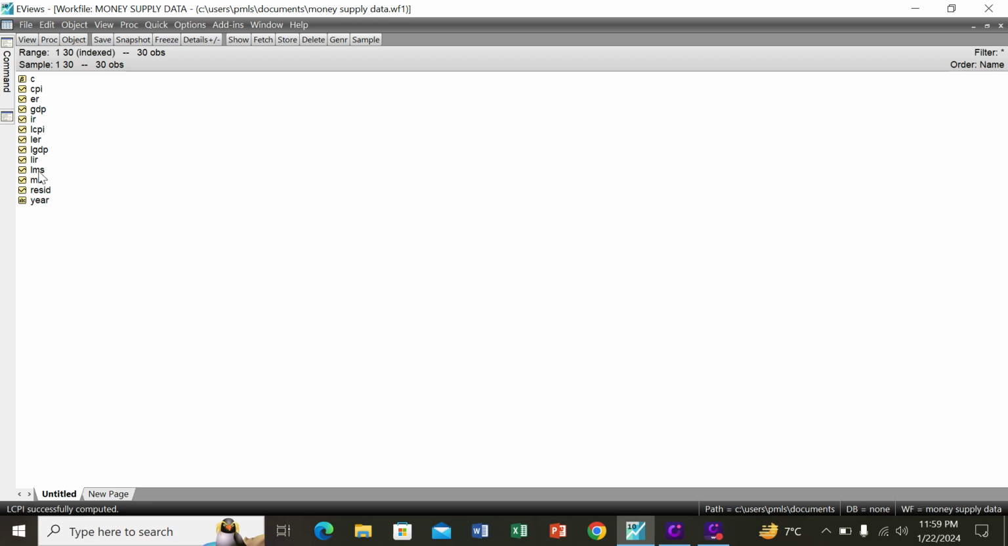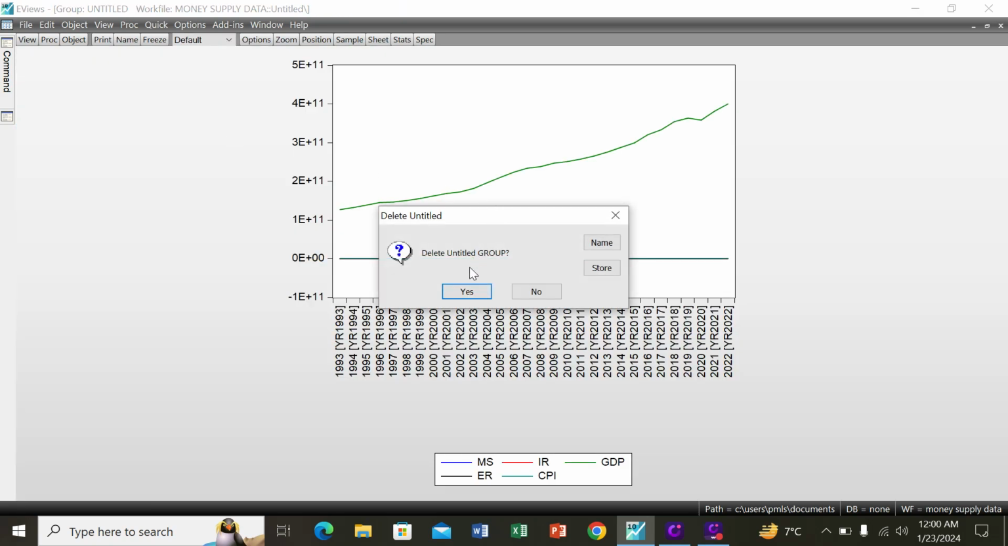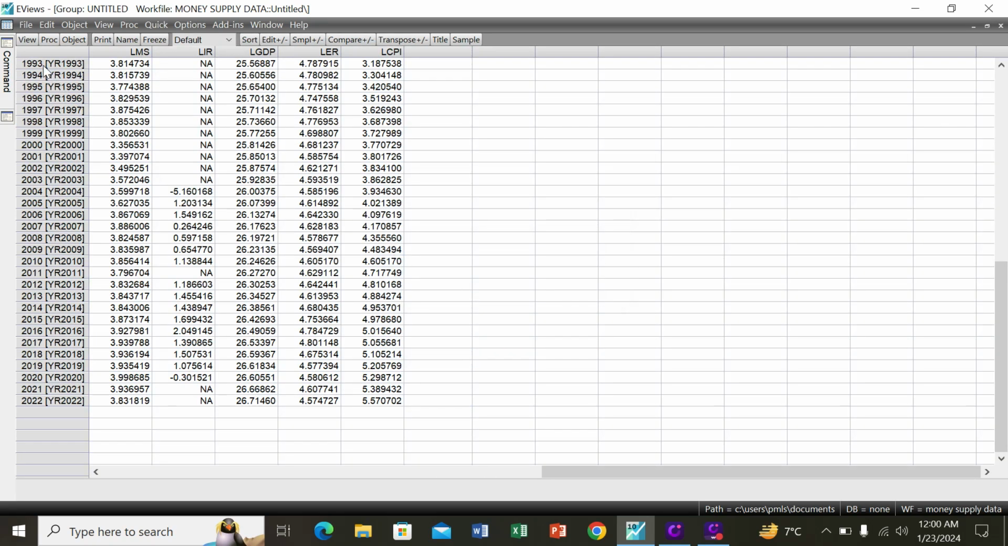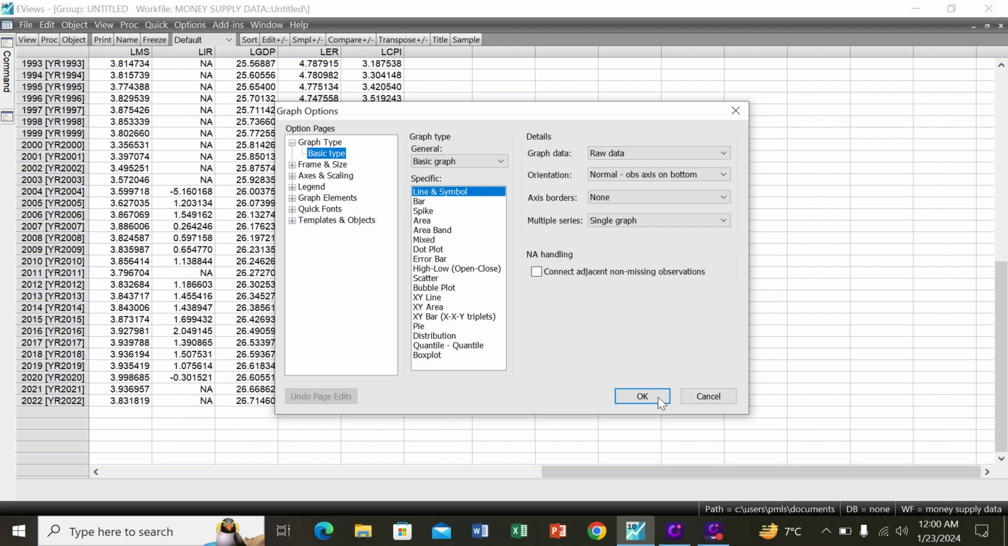Yes, now we have log of money supply, log of interest rate, log of GDP, log of exchange rate, and log of CPI: 1, 2, 3, 4, 5. Now you need to open this log form as a group. Again, first select the dependent, then all the independent variables, and then open as group. Now if you see the graph, it will be clearly visible because the log transformation converts all the units into a unit free form. This is basically a unit free conversion.